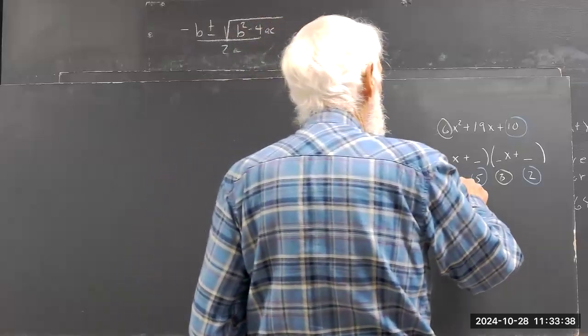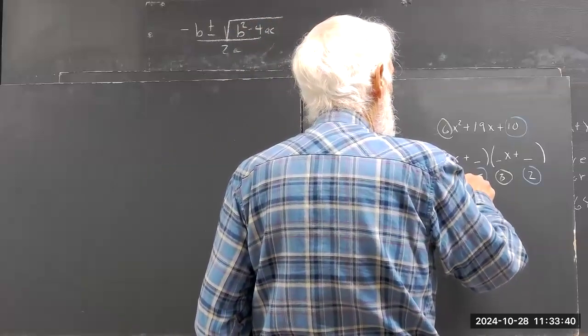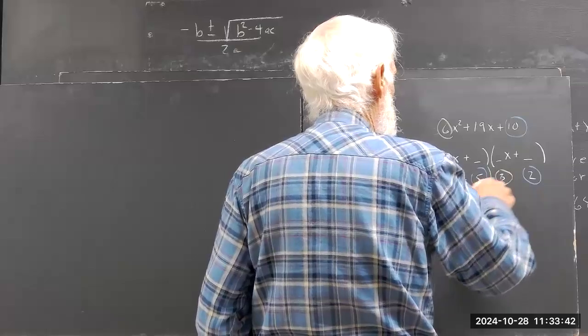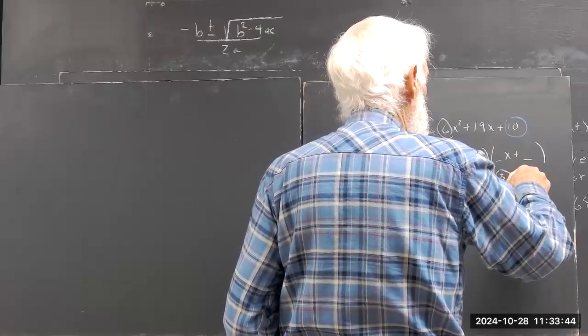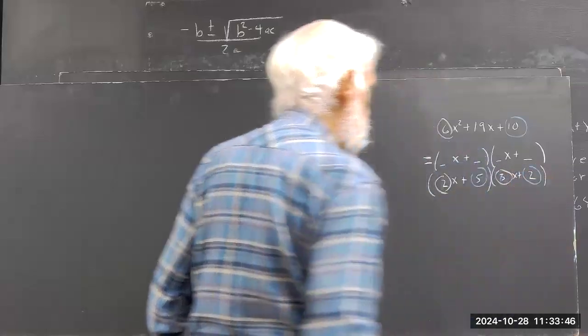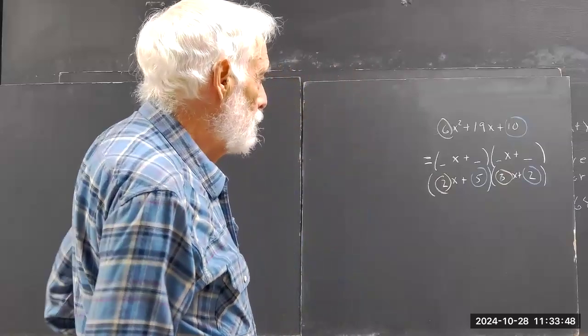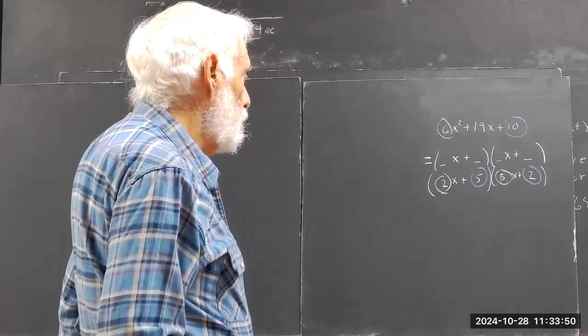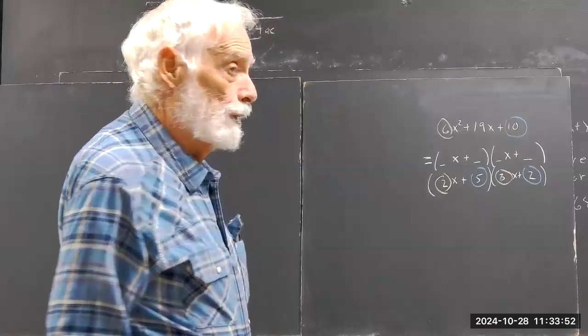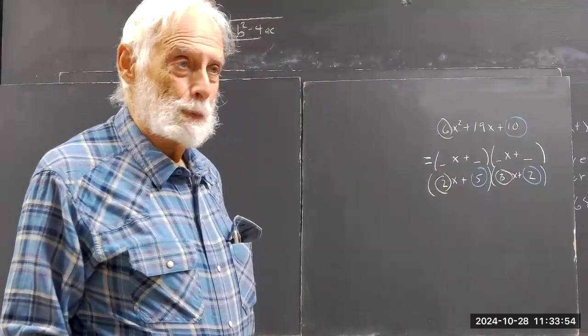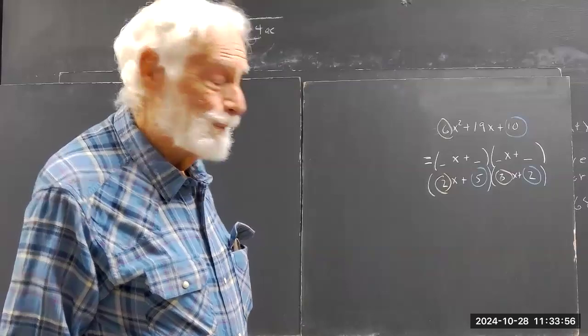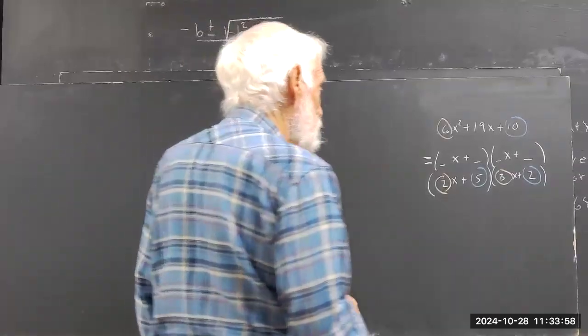Okay, so that would be 2x plus 5 times 3x plus 2. Now, if we're very lucky, we're going to get the result. And actually, it turns out that we're lucky. This one's going to work.